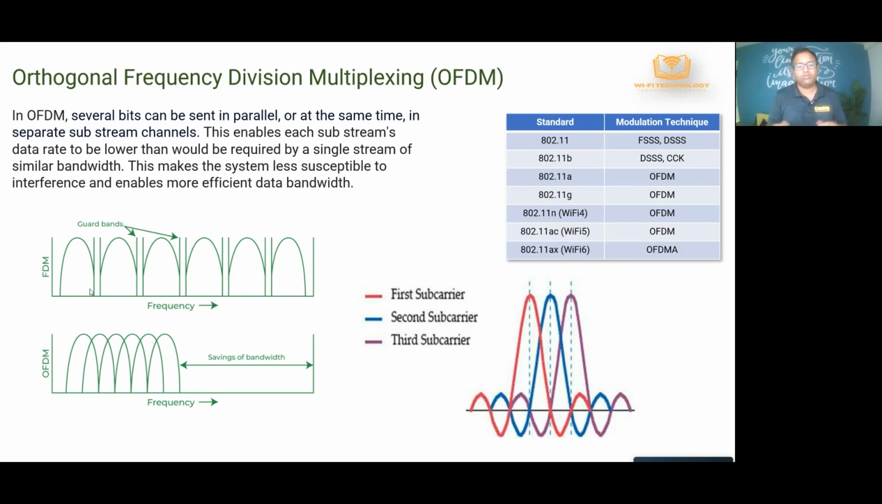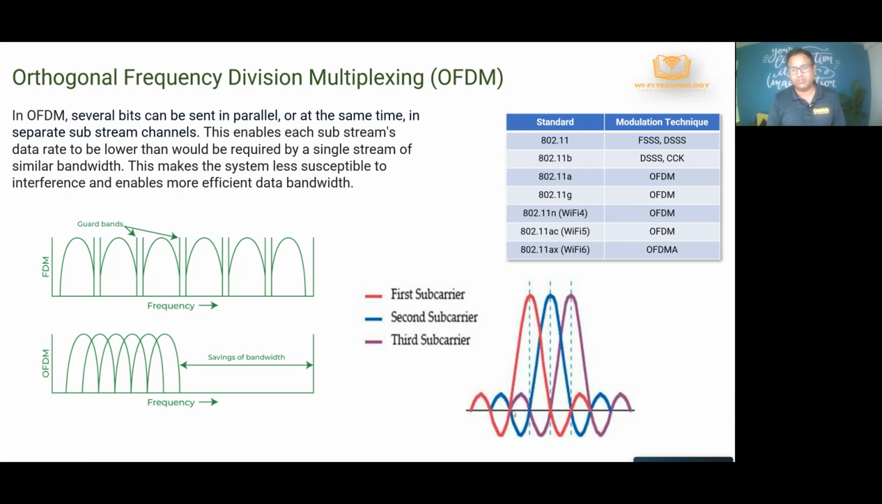What OFDM does is it says, let's pull all the users closer and let's overlap them on each other. And that saves bandwidth. Now, how are you able to successfully transmit when users are overlapping on each other? The way you do that is by using the orthogonality, or the orthogonal nature, of the waveforms.